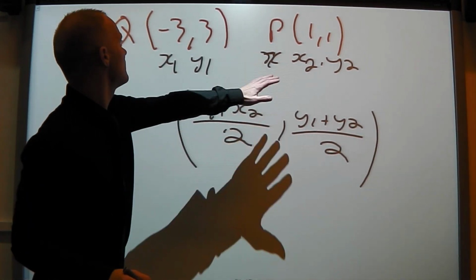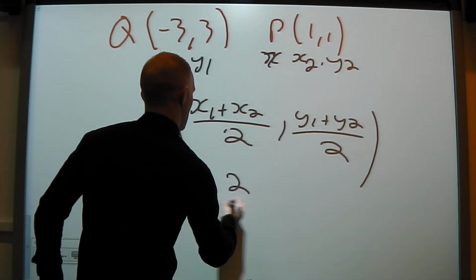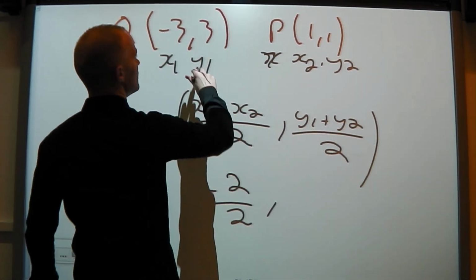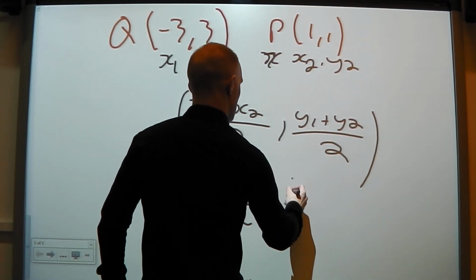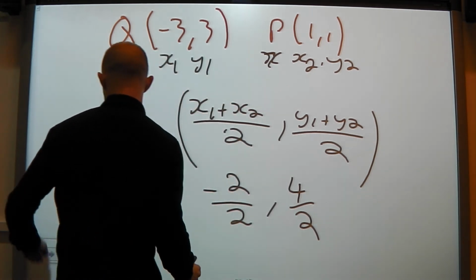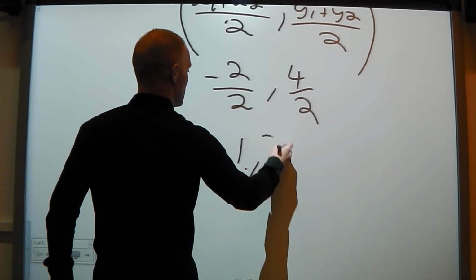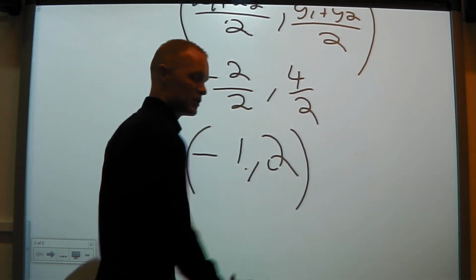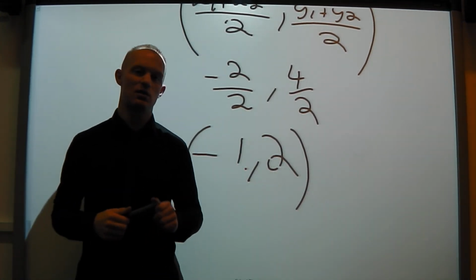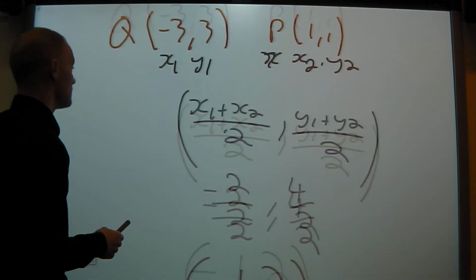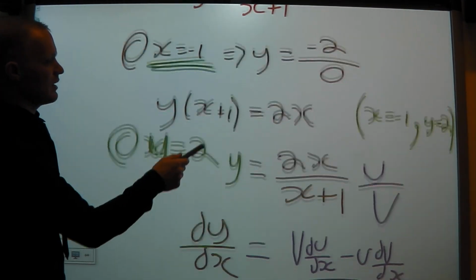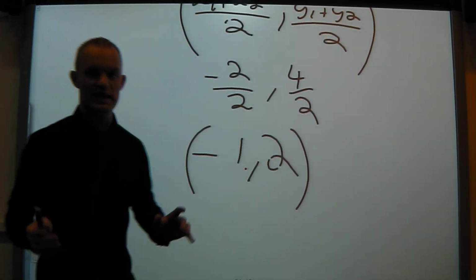So basically x1 plus x2 is equal to negative 2 all over 2, comma, y1 plus y2 is equal to 3 plus 1, which is 4, all over 2. So that implies that the midpoint is negative 1, comma 2, which is the intersection of the asymptotes we started off with. Just double check that. Yeah, negative 1, comma 2. That's the solution to that question.